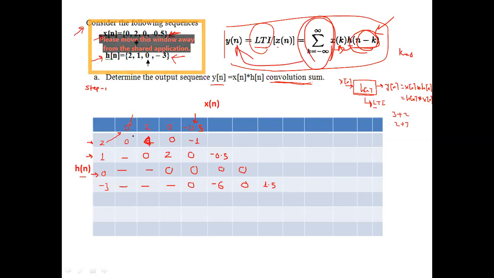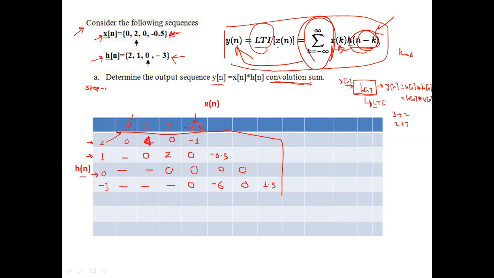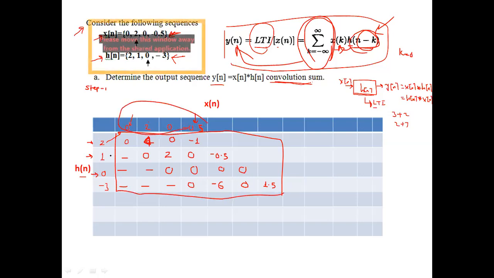So where is the result? The result is here. This box is our result. All right? These are the inputs. These are the impulse response, h of n. These are the results. Then you have to add the results only.